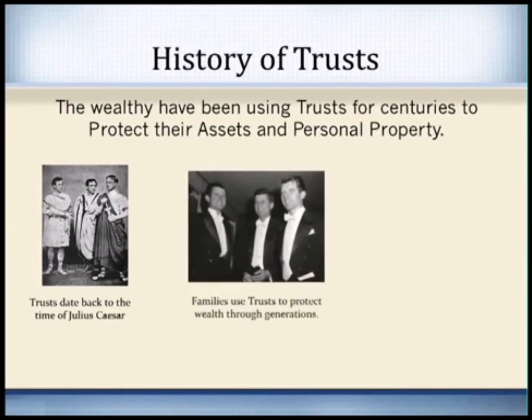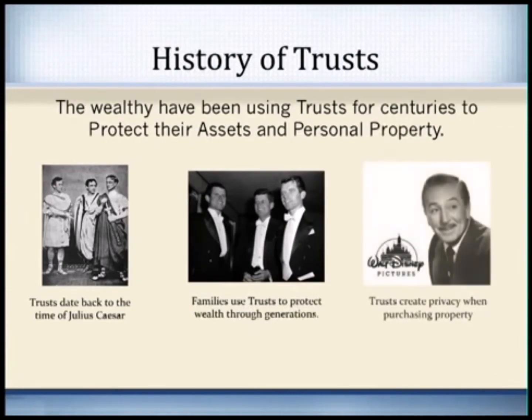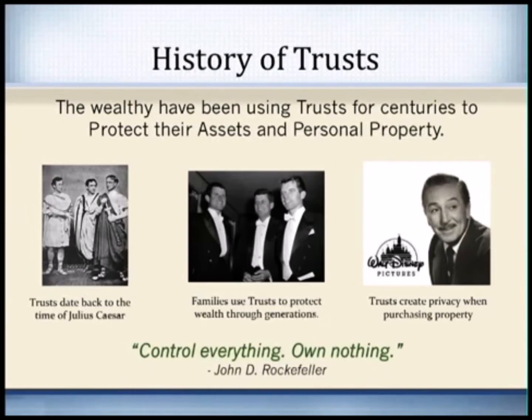Throughout our history, we've seen prominent families use trusts to protect their wealth. And of course, we've seen the privacy aspect when it comes to purchasing property, like with Walt Disney when he bought his Orlando property to build his major theme park. So in the words of the great John D. Rockefeller, control everything, own nothing.